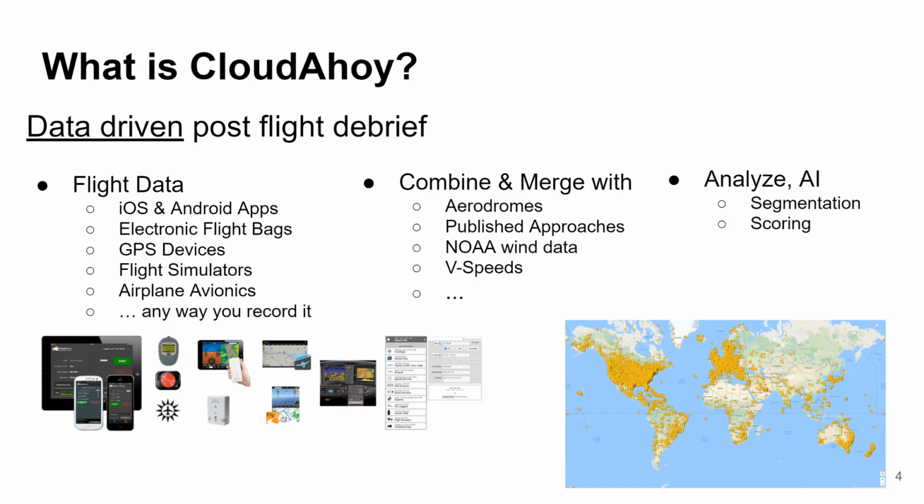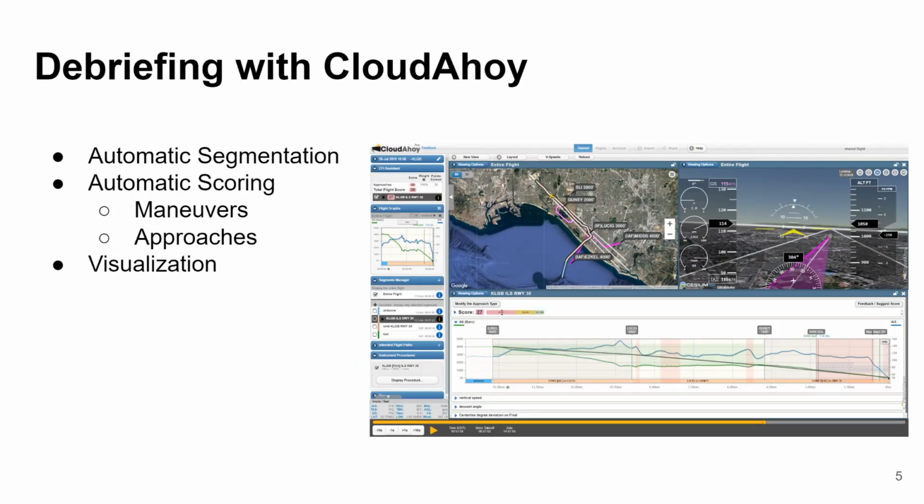We then perform analysis on that data and automatically identify which segments existed and assign scores to those segments where applicable. So the secret sauce of CloudAhoy is the automatic segmentation. We look at your flight, we analyze it, and we say, that looks like it's a steep turn. That looks like it was an instrument approach. That looks like it was a chandelle, and make those maneuvers easily accessible to you as the pilot.